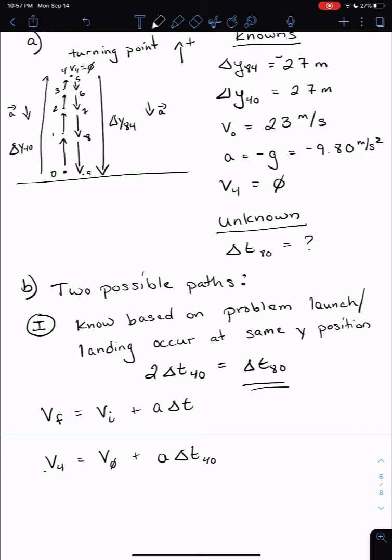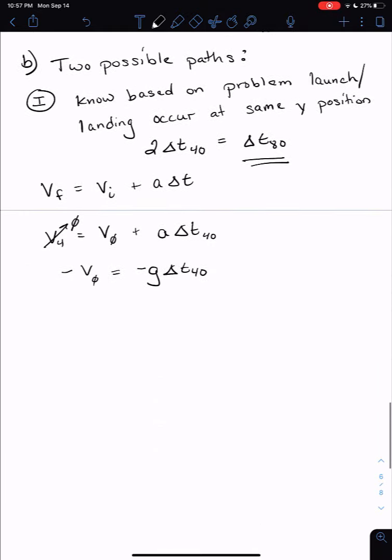Now I know that the velocity at the turning point is 0, so I can do a little algebra. I move my initial velocity over to the left-hand side. I can plug in that I know my acceleration is equal to negative g. Now you can see that I have negative signs on both sides, which means I can basically just get rid of them, multiply everything by -1, and now solve it for that time.